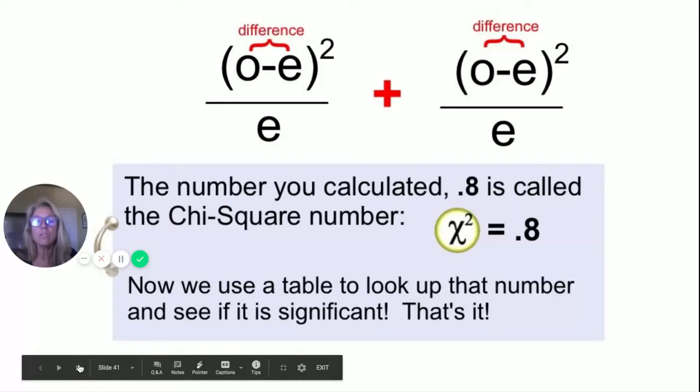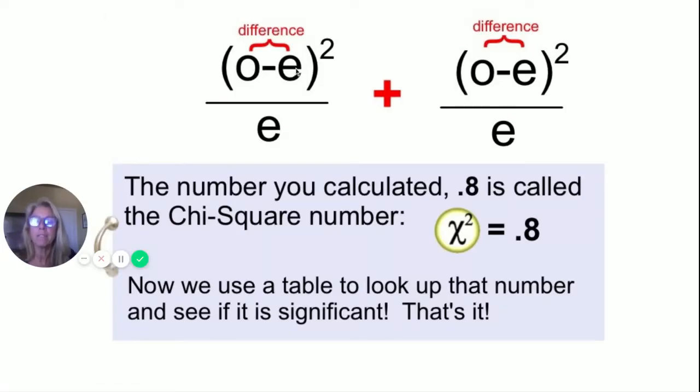Hopefully you see what we did up here: observed minus expected, squared, over expected. This number that you just calculated is called the chi-square number. Don't square root it, it's just called the chi-square number. So your chi-squared value is 0.8.